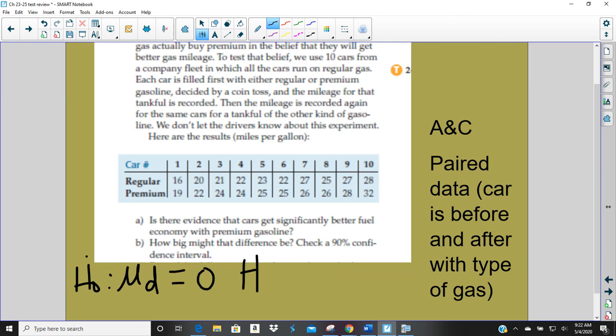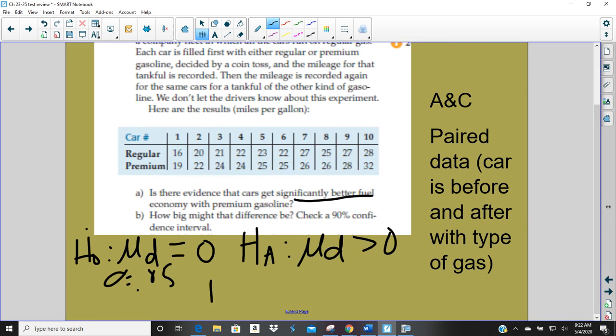Is there evidence it gets significantly better fuel mileage? So the null hypothesis is mu d equals 0, and the alternative hypothesis is that the mu difference is greater than 0. Okay, so let's go and we'll do an alpha level of 0.05. And I'll write it down, we're doing a paired t-test. You've got to write that down. Do not write anything other than paired t-test for this test.